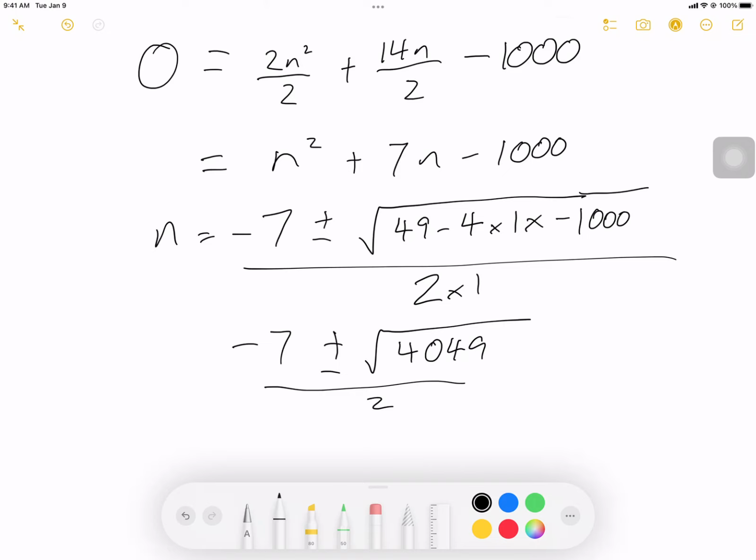Okay, I hope that helps, shows you how you can just solve this type of question with a quadratic equation, or formula rather.